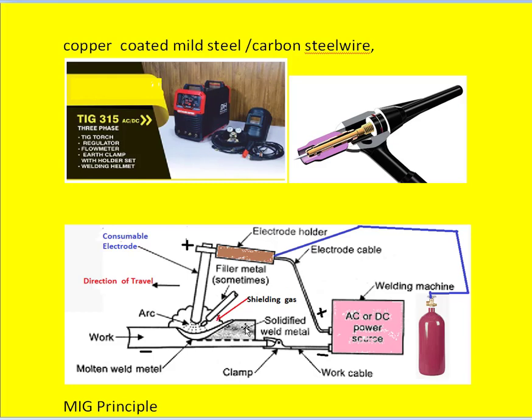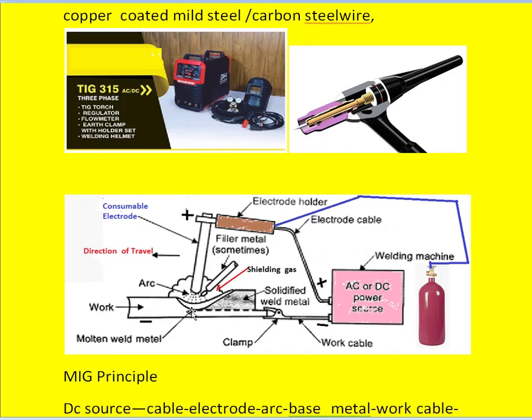And after completion of the welding, this is called the solidified weld metal. And here this is the clamp. The cable goes like this from the base metal. It is called the work cable. This is the clamp, and this is the molten weld metal, and this is the base metal.